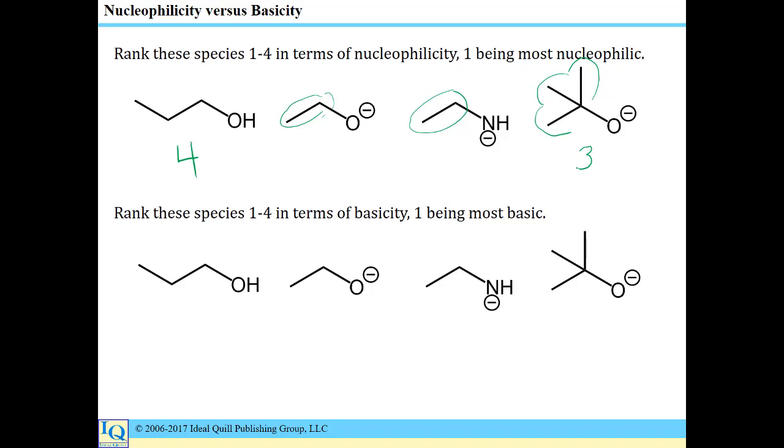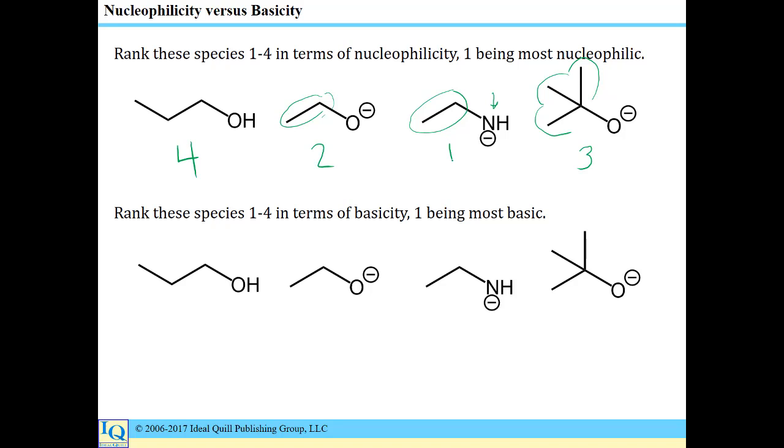Now, these other two are different in that one of them has a negative charge on an oxygen, one on a nitrogen. The oxygen is more electronegative, and it's more difficult to pull the electrons away from it. Therefore, it is not as nucleophilic as the negatively charged nitrogen in this species. So we'd rank this as number 1.